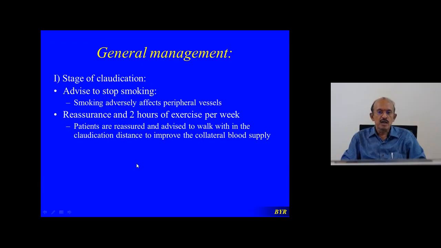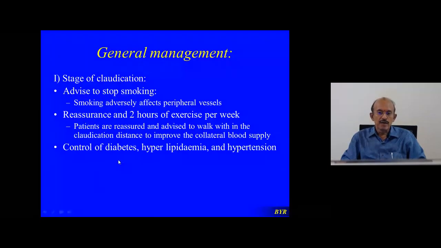Patients are reassured and advised to walk within the claudication distance to improve the collateral blood supply. The advantage of doing exercise is that it promotes collateral supply and improves the collateral circulation. So even if there is sudden occlusion, these collaterals will help to perfuse the limb. Control of diabetes, hyperlipidemia, and hypertension. These are the predisposing factors for vascular occlusion.